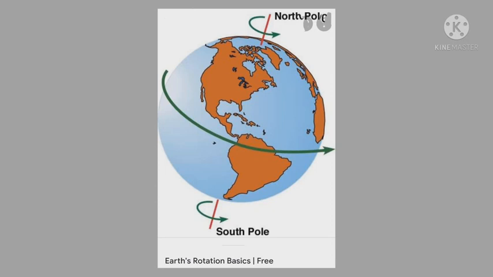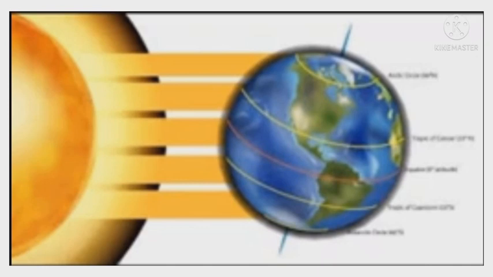It moves from the west to the east. If a globe is facing you, it rotates from your left to the right side. You can see the western portion moves towards the east. The sun, the moon, and the stars appear to rise in the east and set in the west. This is, of course, an illusion created by the eastward spin of Earth.